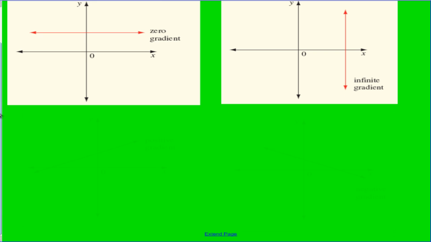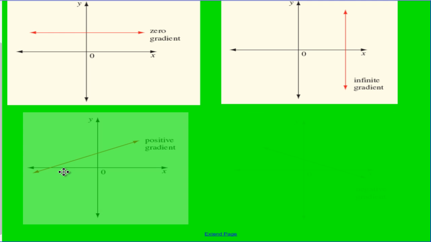And why they are 0 and infinite is because, again, the gradient is a measure of the slope. The zero gradient doesn't have any slope, it is just a flat line, whereas the gradient going directly up and down has an extremely steep slope. Two other variations of the gradient.